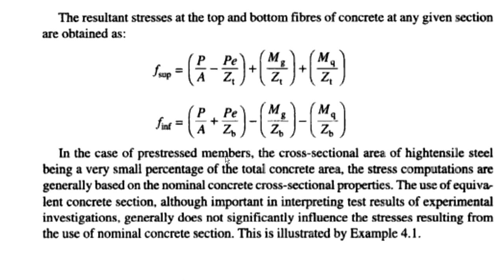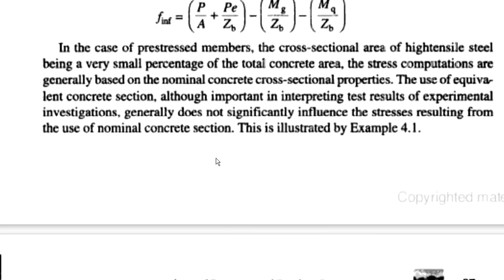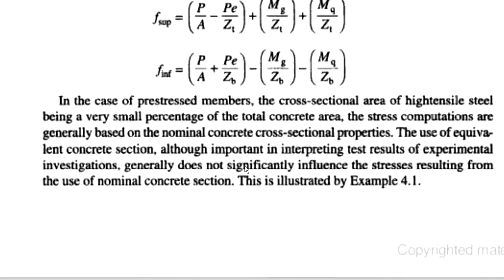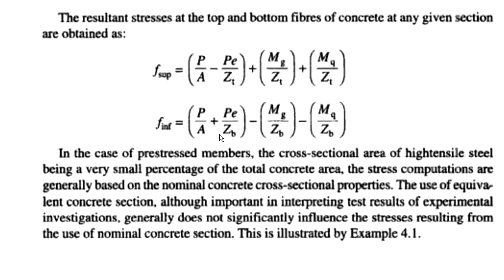So in case of pre-stressed member, the cross-sectional area of high tensile steel being a very small percentage of total concrete area, the stress computations are based on the normal concrete cross-sectional properties. The use of equivalent concrete section is important in interpreting test results of experiments. So interpretation of these results is very important.